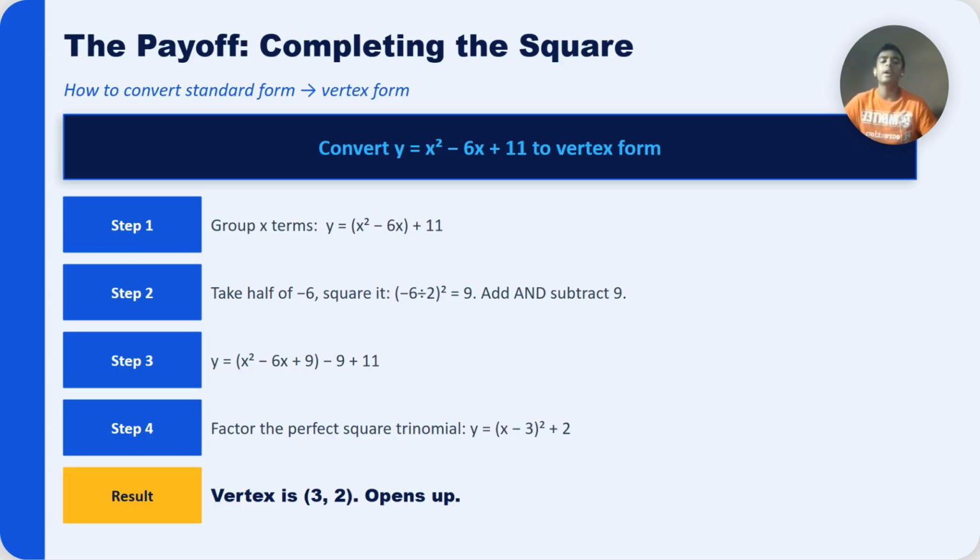The first part factors into (x minus 3) squared. The constants combine. Negative 9 plus 11 is 2. So the final answer is y equals (x minus 3) squared plus 2. And the vertex is (3, 2). That's the move. Every quadratic can be converted in this way.